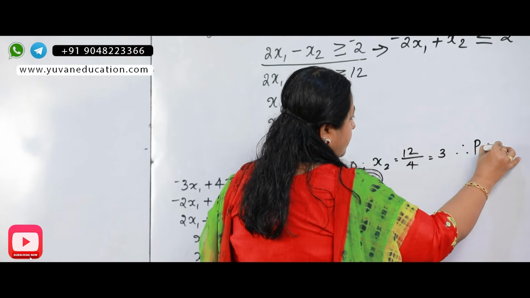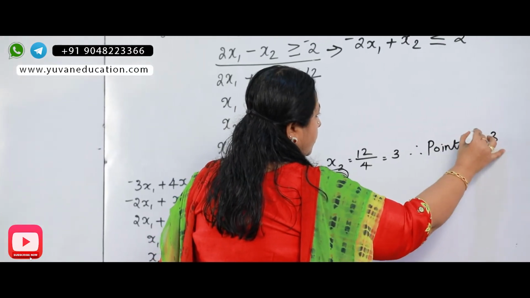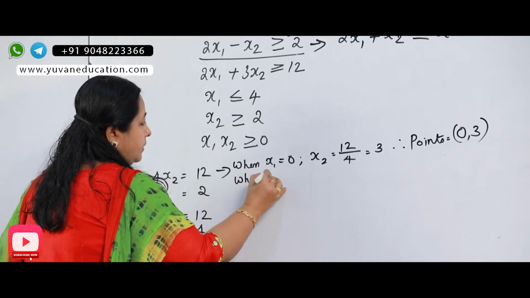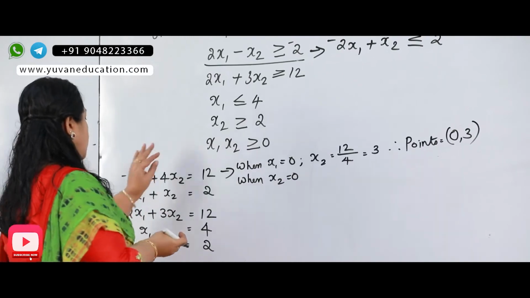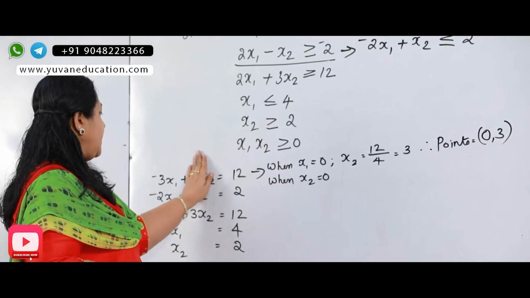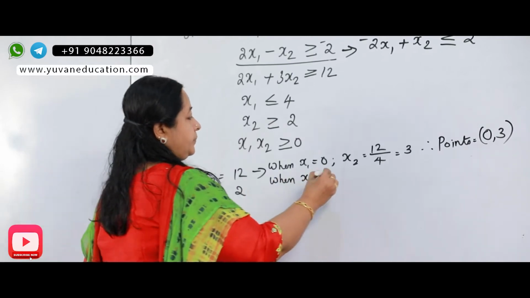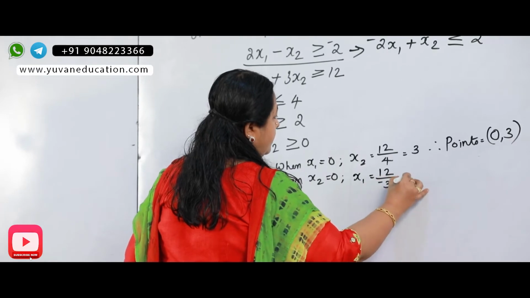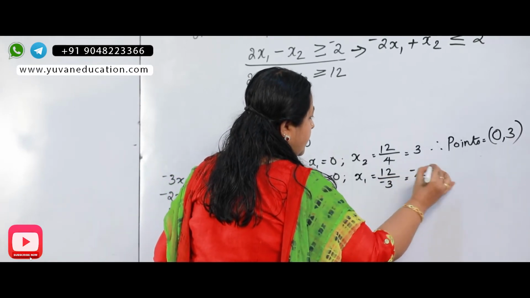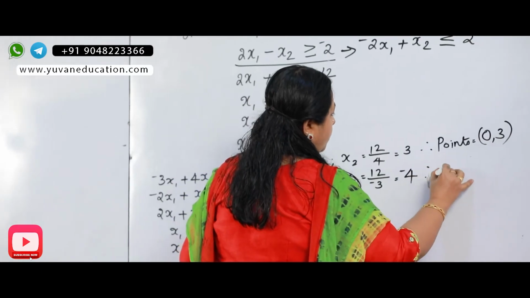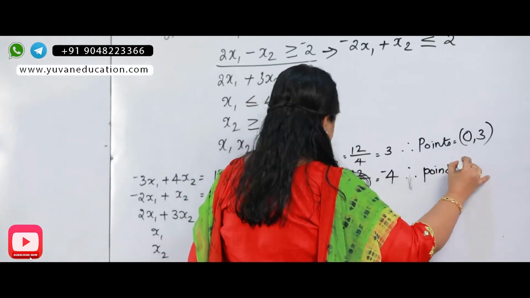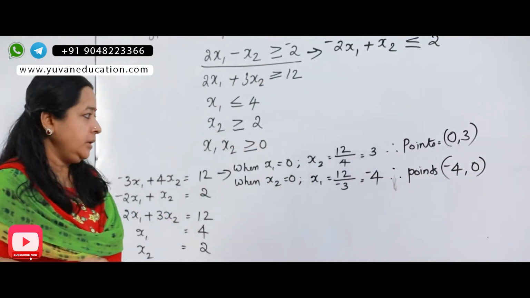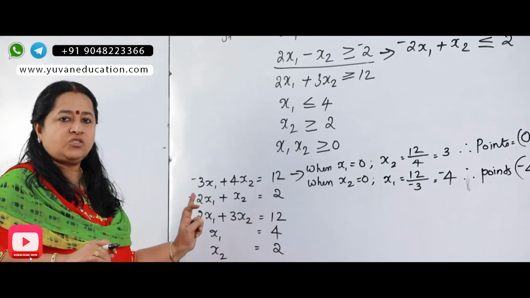Therefore, points 0, 3. Next one, when x2 is equal to 0, minus 3x1 is equal to 12. Therefore, x1 is equal to 12 divided by minus 3, it is minus 4. Therefore, points minus 4, 0. These are the 2 points of this constraint.